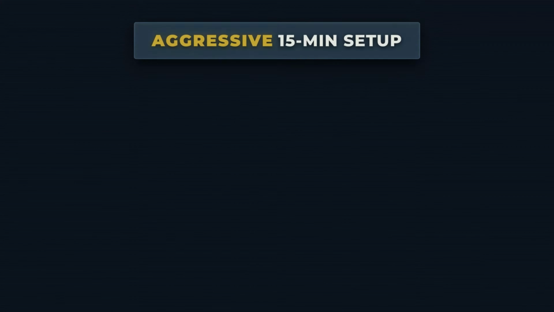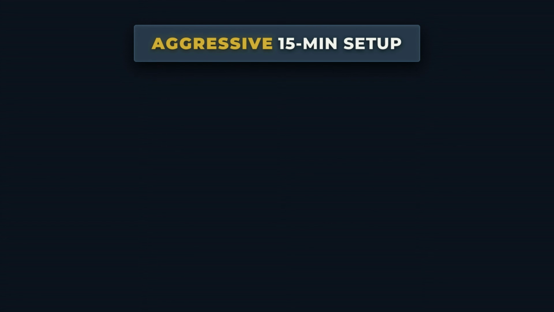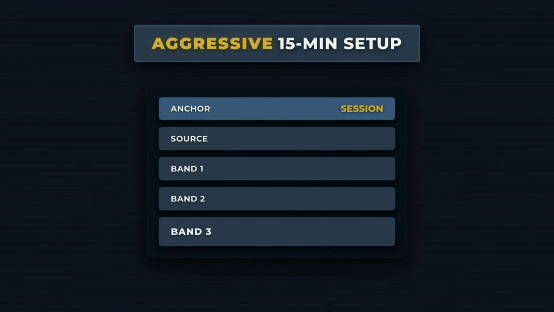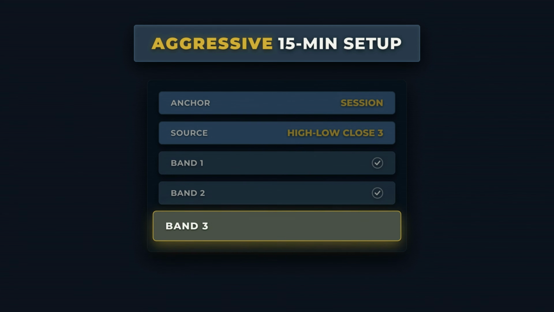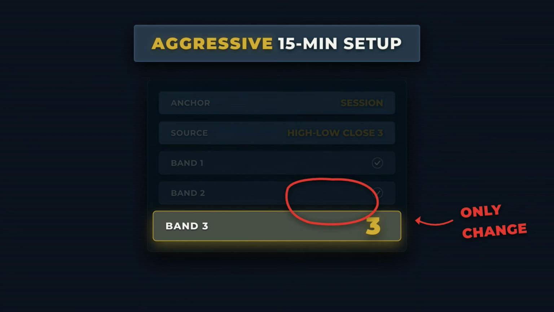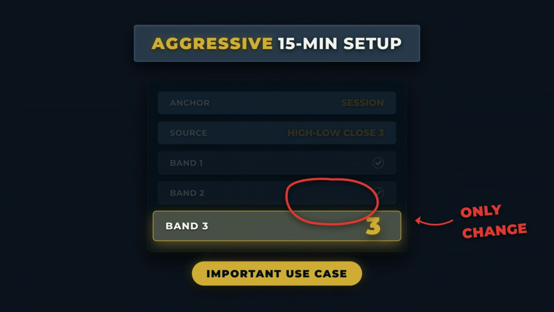So moving on now, we have the aggressive 15-minute setup. The anchor is going to be staying at session. The source is going to be staying at high, low, close 3. But bands 1 and 2, they're going to be staying exactly the same. But I want you guys to turn on band 3 and have it set to 3. That is going to be the only change you guys are making, and it has a very important use case here.